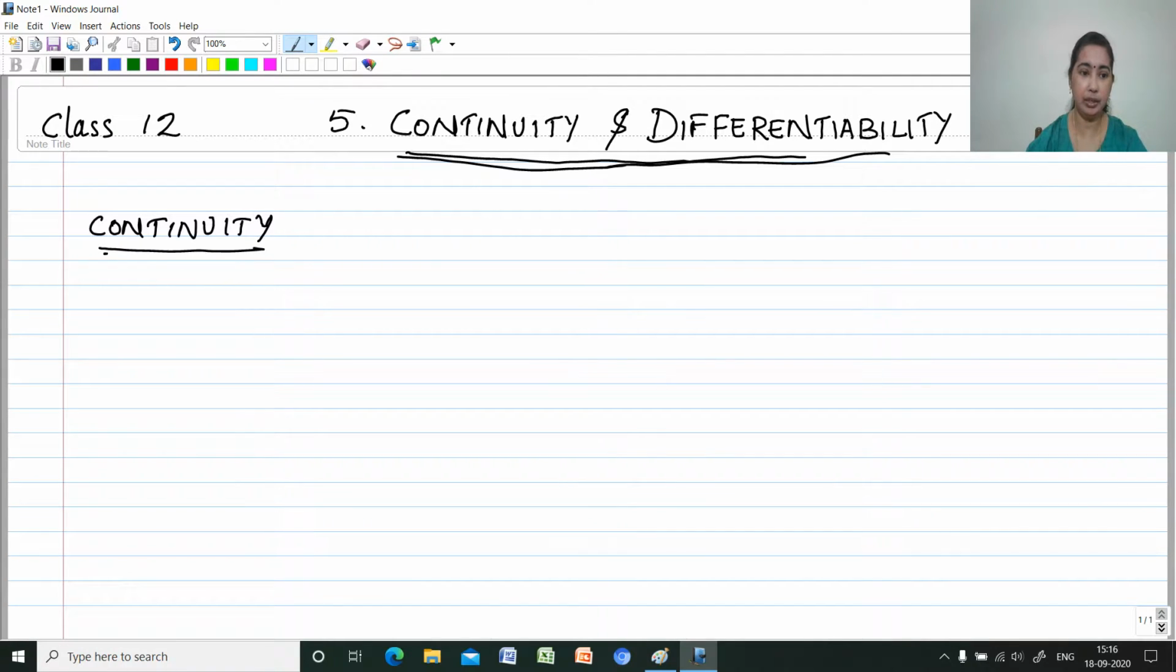What do you mean by continuous? Continuous means, as all of you know, that if you can draw the graph without lifting the pen, then we call it a continuous graph or a continuous function. We'll move on to one example.